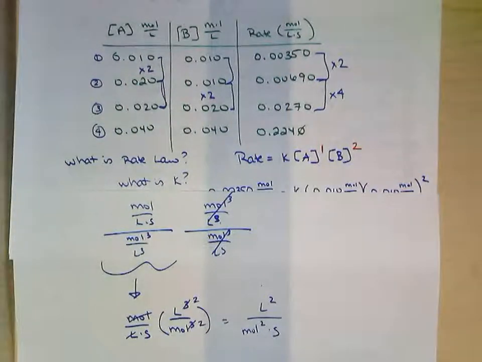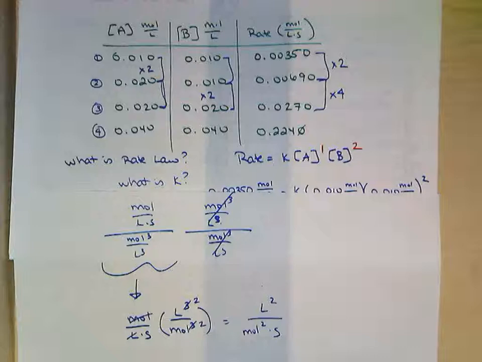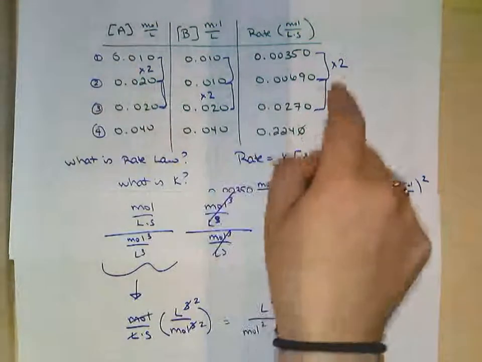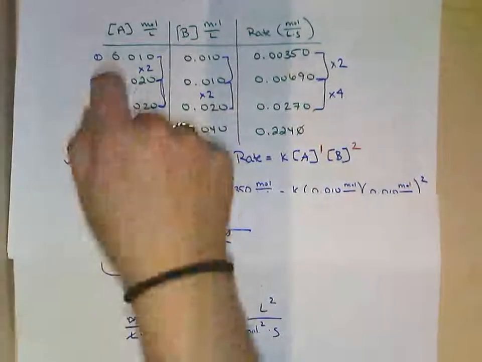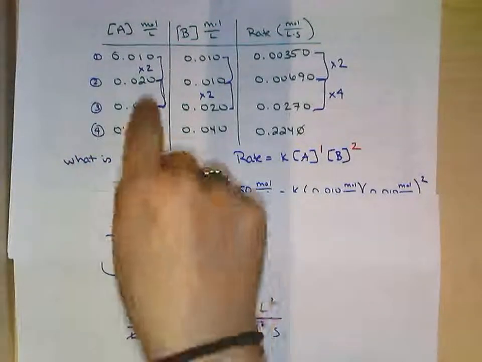There's only ever going to be 3 choices: 0, 1, and 2. So 0, the rate doesn't change regardless of what you do. First order, if you double it, it doubles. If you triple it, triples. In second order, if you double and it quadruples, then it's second order.